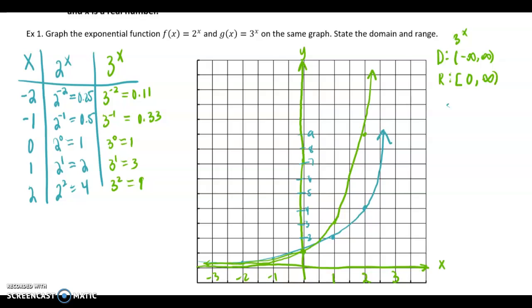And then for 2 to the x, the domain is going to be from -infinity to infinity. And then the range, same thing. That blue line is never going to go underneath the x-axis. So it's going to start at 0 and go all the way to infinity. Alright, so let's graph a couple more.